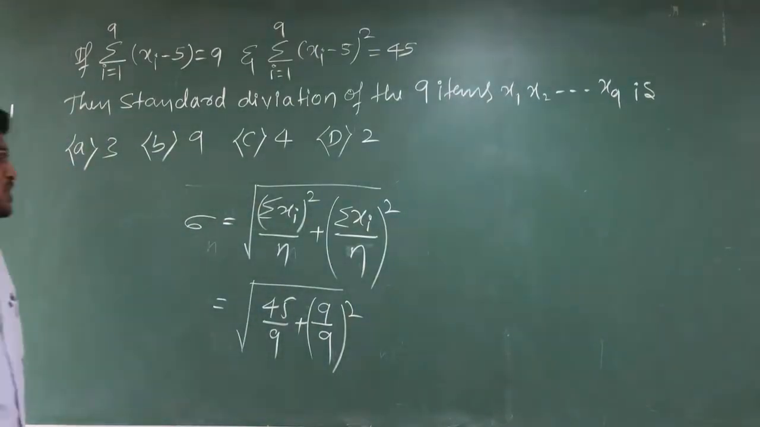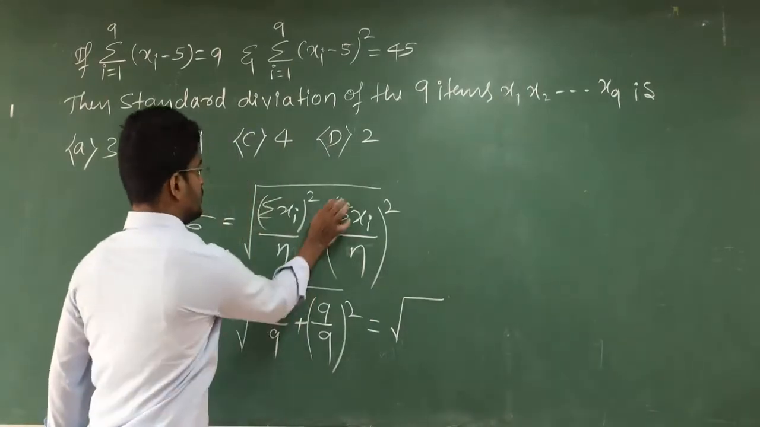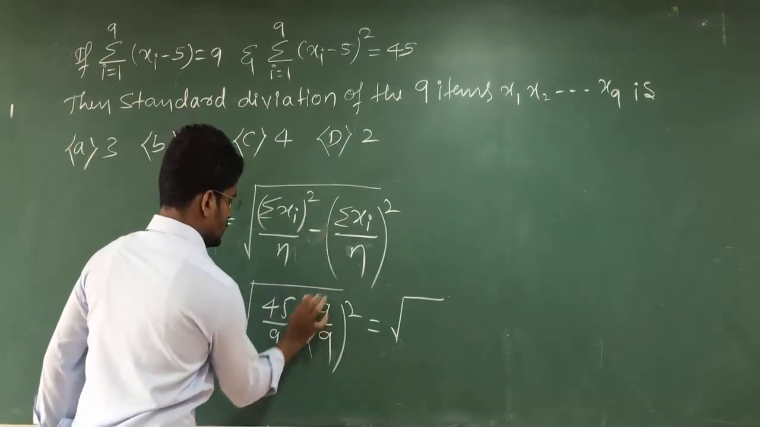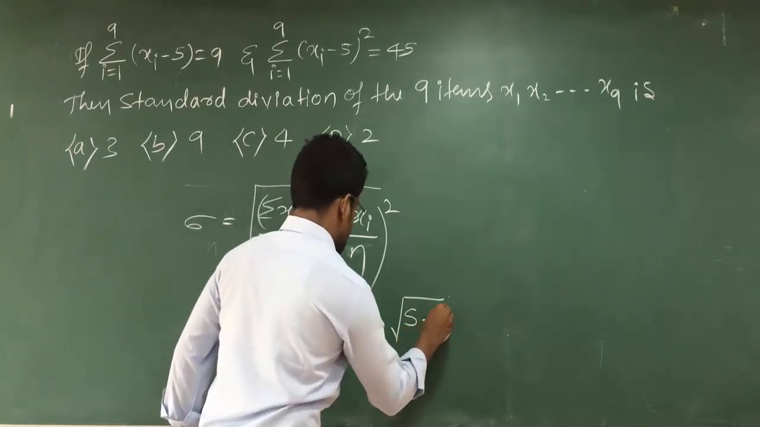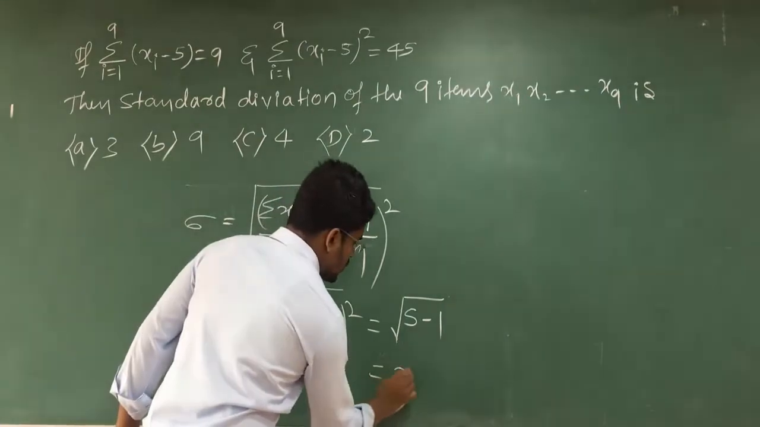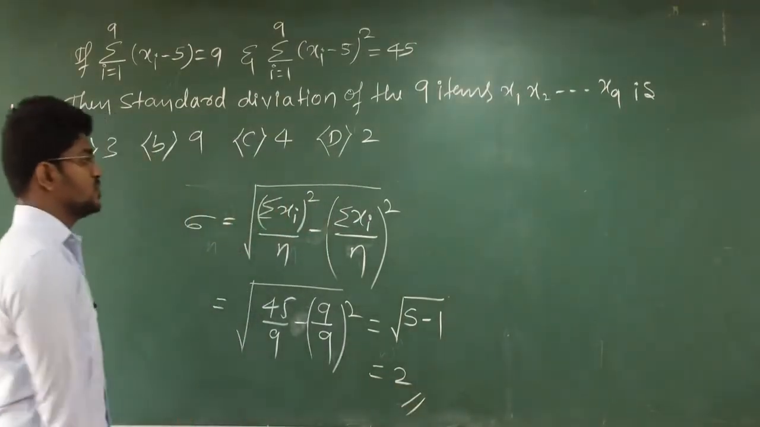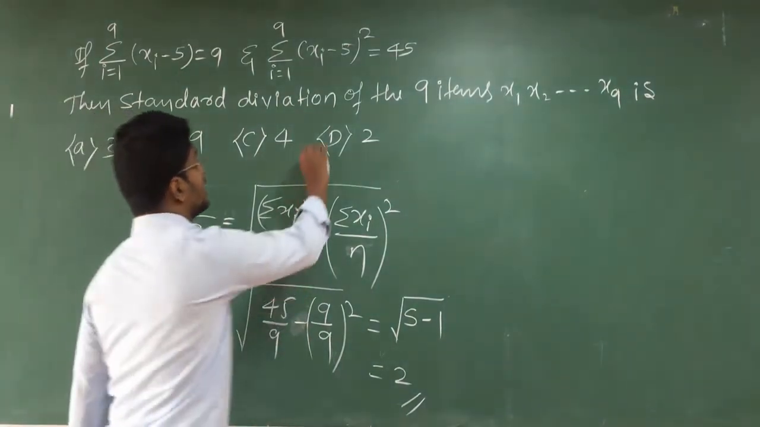So this will be equal to square root of 5 minus 1. So square root of 5 minus 1 is 4 and square root of 4 is 2. So therefore the answer will be option D.